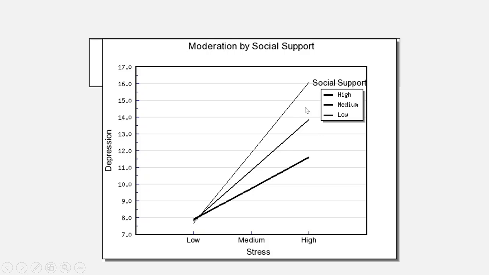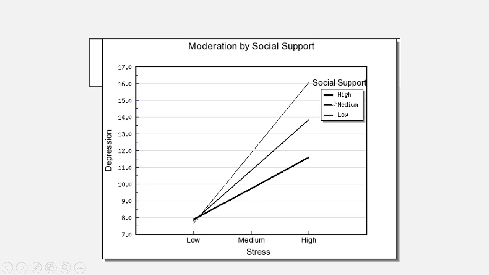What you can see is that this line representing people with very little social support, they don't have a lot of people in their life who they feel they have strong bonds with, you see that the relationship between depression and stress is at its strongest. If you don't have people to fall back on, stress and depression are very, very highly linked.